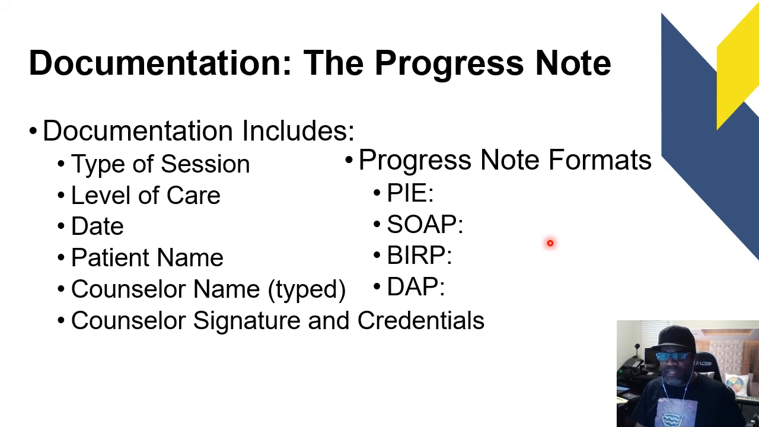Progress note formats: PI, SOAP, BURP, DAP. PI is progress, intervention, effectiveness. SOAP is subjective, objective, assessment, plan. BURP is behavior, intervention, response, plan. DAP is data, assessment, plan.